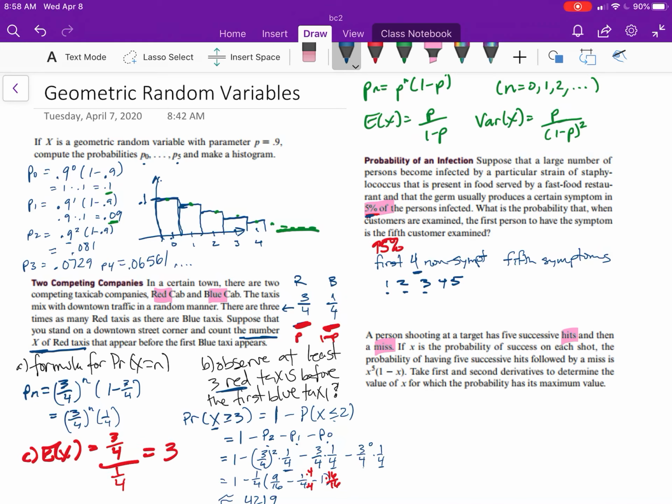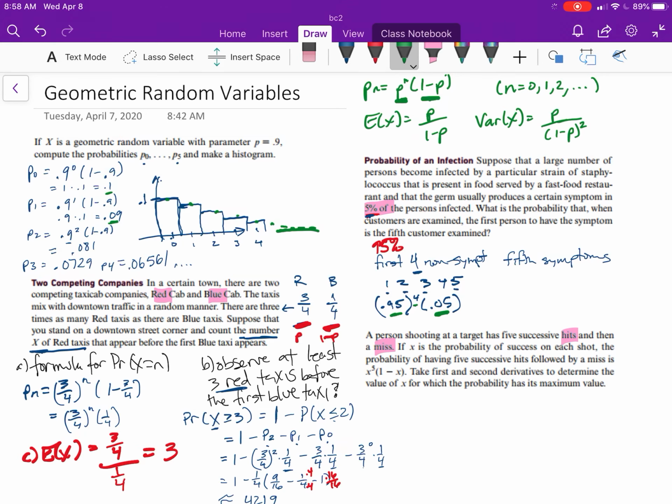So if the first 4 are non-symptomatic, that would mean I have a 0.95 chance for all 4 of these. So 0.95 times 0.95 times 0.95 four times, or 0.95 to the 4th. But then that 5th, because that's what the question is posing, is symptomatic, there's a 5% chance. Now if you compare this to the formula the way I just explained it, p to the n, 0.95 to the 4th, p to the n, multiplied by 1 minus p, multiplied by 1 minus 0.95, 0.05.